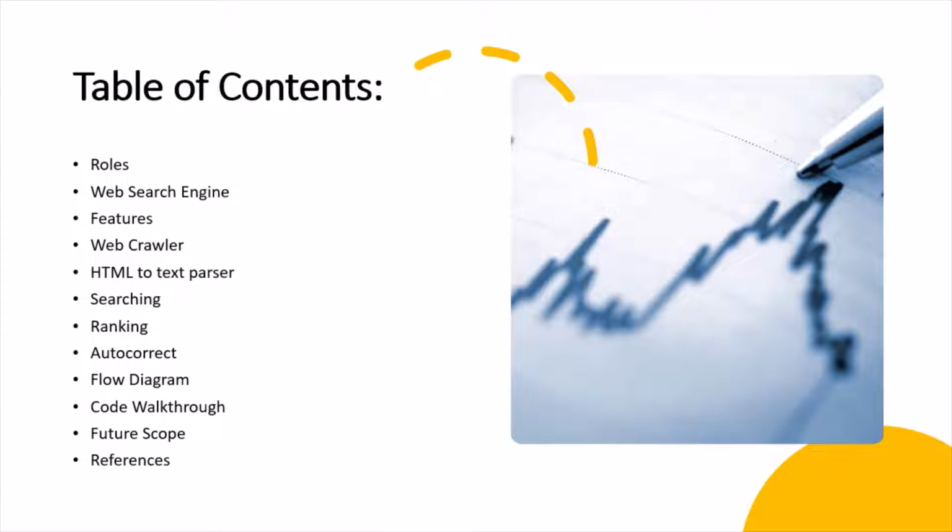During this presentation, we are going through the role of each team member in doing this project. We are going to deal with what a web search engine is, along with the various features that we have implemented in our system. Later, we are going to discuss further the web search engine's main functionality, that is the web crawler, and then other features including HTML to text parser, searching, ranking, and autocorrect. After that, we are going to talk about a flow diagram of the system that we have made, and then we can see the demo of the running code which gives the actual results, all followed by the future scope.